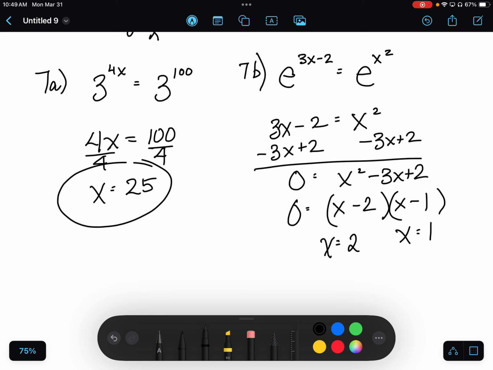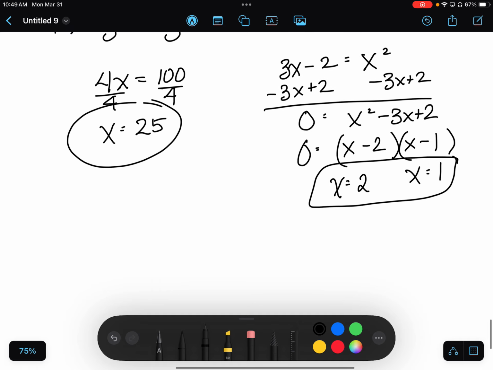And if I set them back in there, they both work. Because 3 times 2 is 6, 6 minus 2 is 4, so e to the 4th would equal 2 squared, which is e to the 4th. And if I put 1 in there, 3 times 1 is 3, minus 2 is 1, and then 1 squared is 1, so e to the 1st equals e to the 1st. So they both work. If they didn't work, throw them away. If they're the only answers you got, then you'd have no solution.